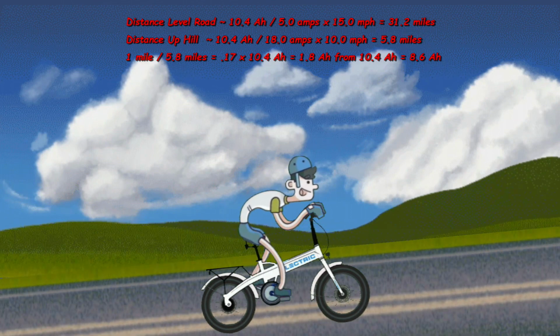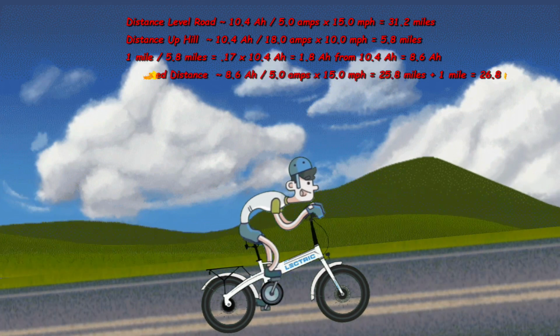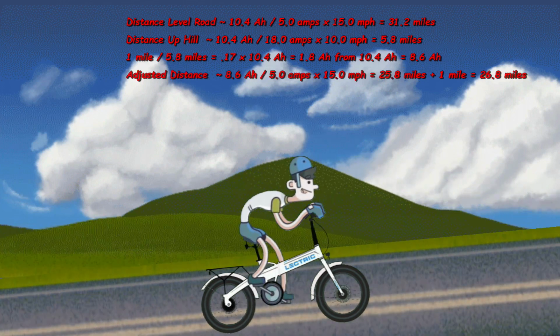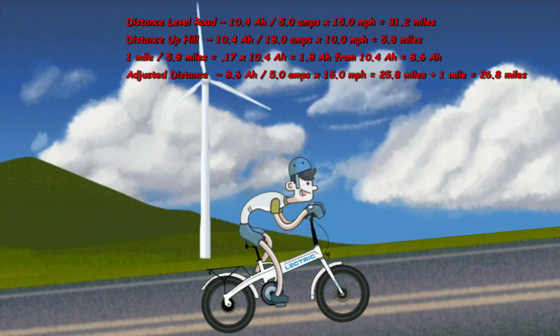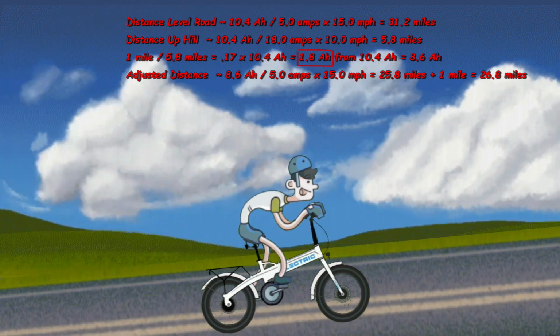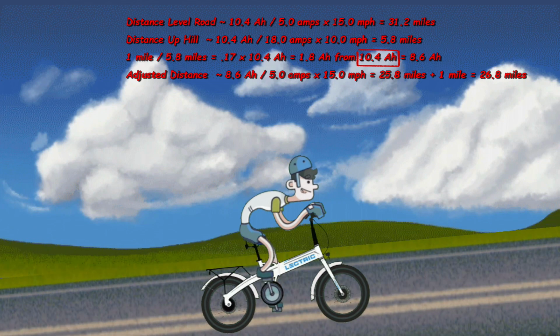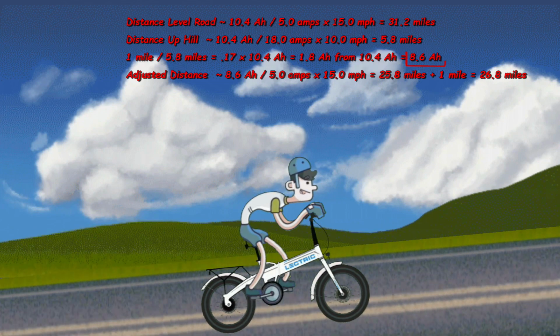That is a 537% decrease in the battery's distance rate. So, for that 1 mile of hill, the battery lost 1.8 amp-hours. To determine the distance now, subtract the 1.8 amp hours from the 10.4 amp hour battery, which equals 8.6 amp hours.